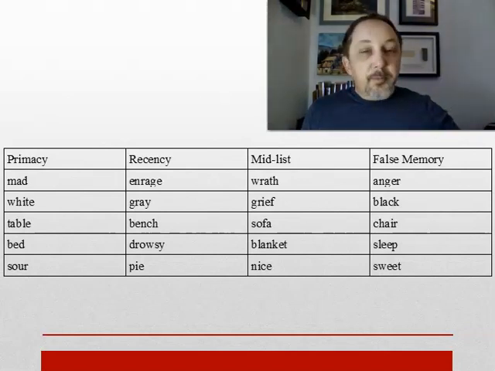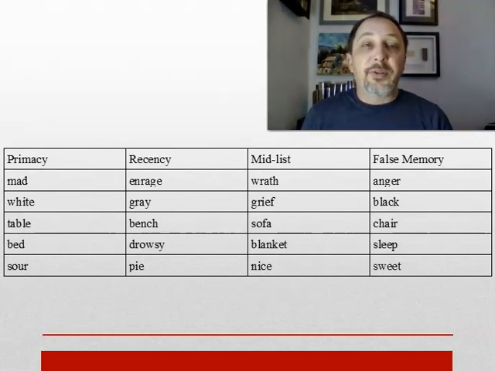Then we have mid-list. Stuff in the middle, you remember generally the poorest. So these words were just kind of stuck in the middle. There was nothing really special about them or their position. And then the last one here were words that I didn't say. These words are remembered pretty darn well.